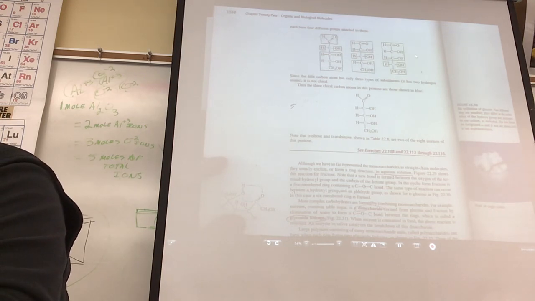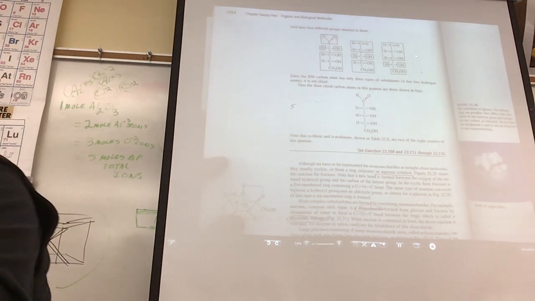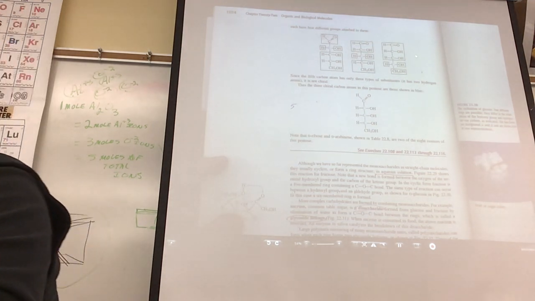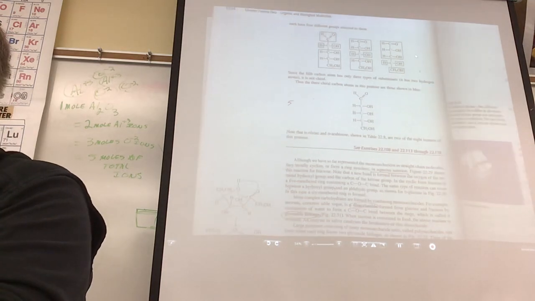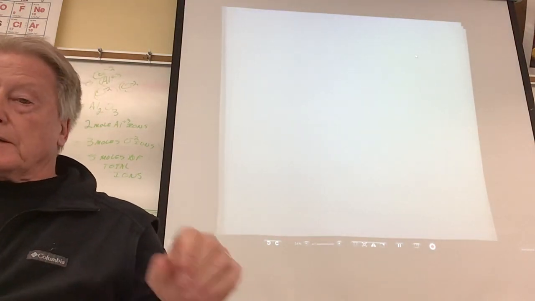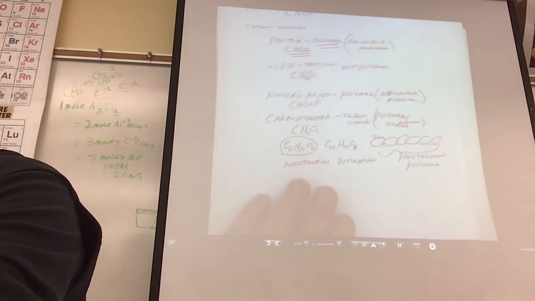All right, so anytime carbon is attached to 4 different things, there is a possibility of having an optical isomer. Okay, everybody okay on that? All right, so I'm done on that. What I'd like to do now is let's go back to our original outline.